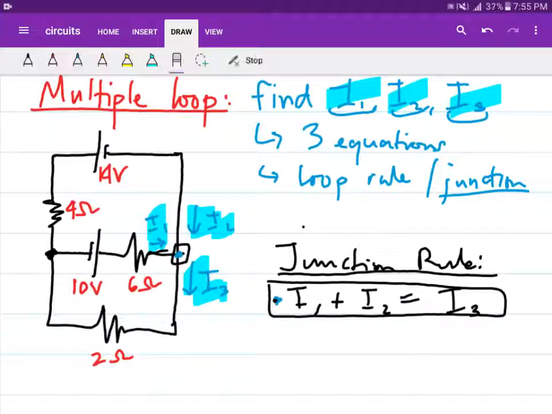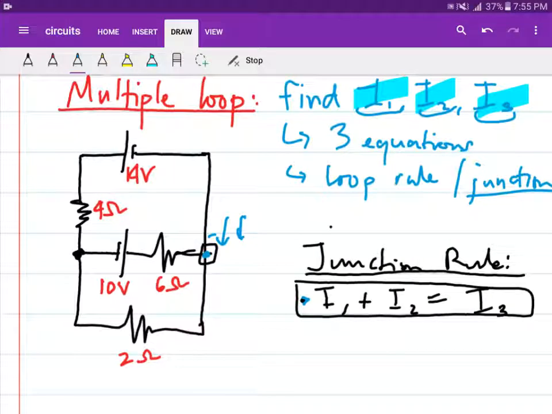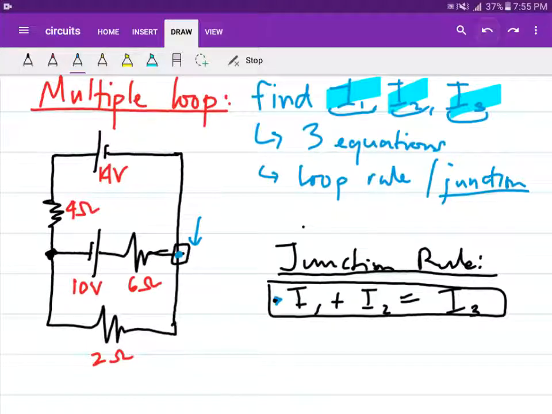Okay, so now we use the loop rule to add into our equations. This is I2, I3, and I1. So, if we are to relate the solution in the single loop, I1, I2, and I3 are our guess currents. So, now we will assign the loop currents.